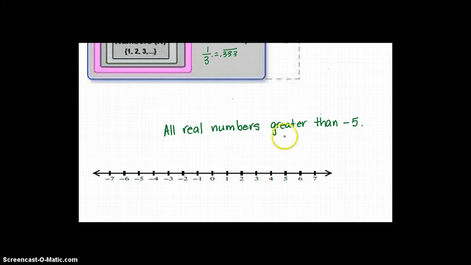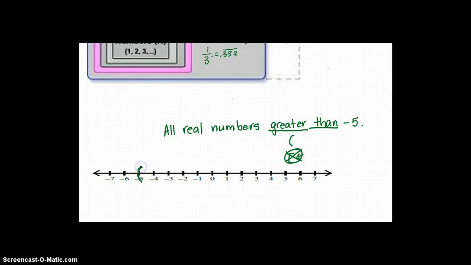Now the first thing you should look at is this is greater than, not greater than or equal to. So we know we're going to have a bracket that looks like this. So it's not going to be this bracket, it's going to be the bracket that looks like a parenthesis. Okay, this would be greater than, this would be greater than or equal to, and we don't have an equal to. And what that means, essentially, is that -5 is not going to be included in our set. So we're going to go to -5 and put our parentheses.